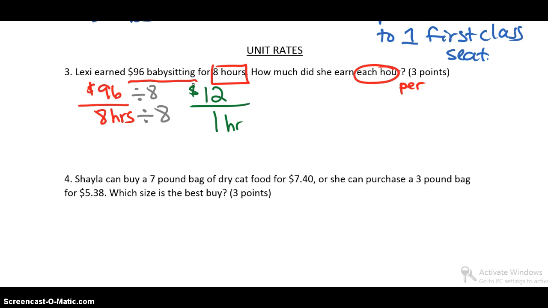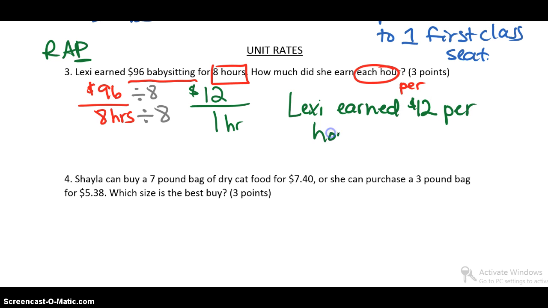So since this is a word problem, we want our answer to be in a complete sentence. We need to make sure we wrap. Restate, answer, and prove. Now this P, this prove, we've already done here. This is our work. That's what we're looking for. So we need to restate the question and make sure we answer it. So how much did she earn each hour? We could write Lexi earned $12 per hour for babysitting. And then we would be done with that one there.